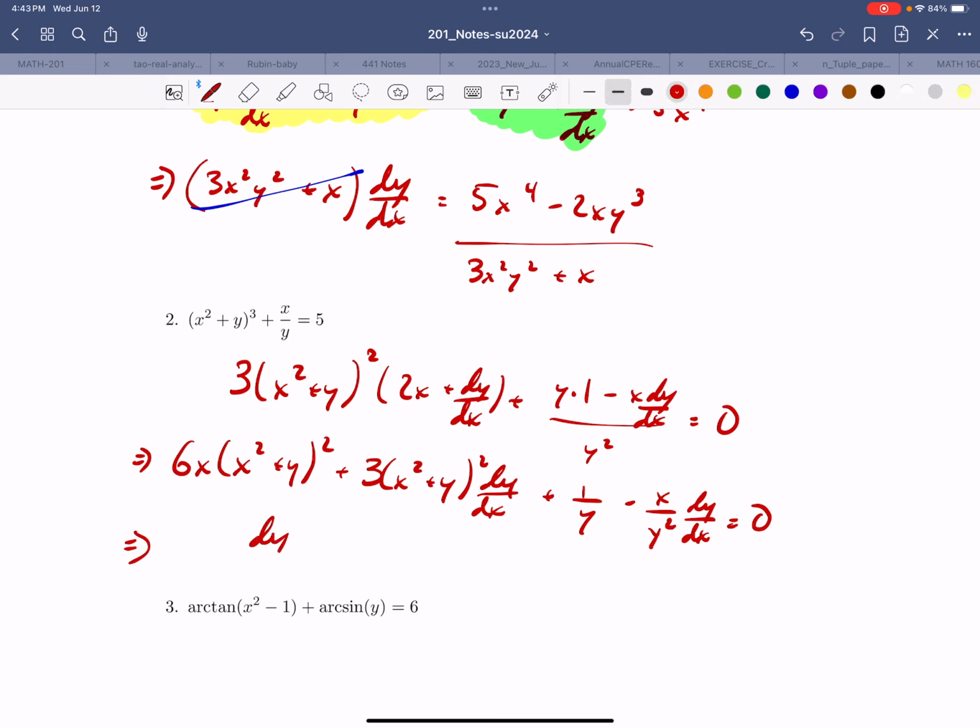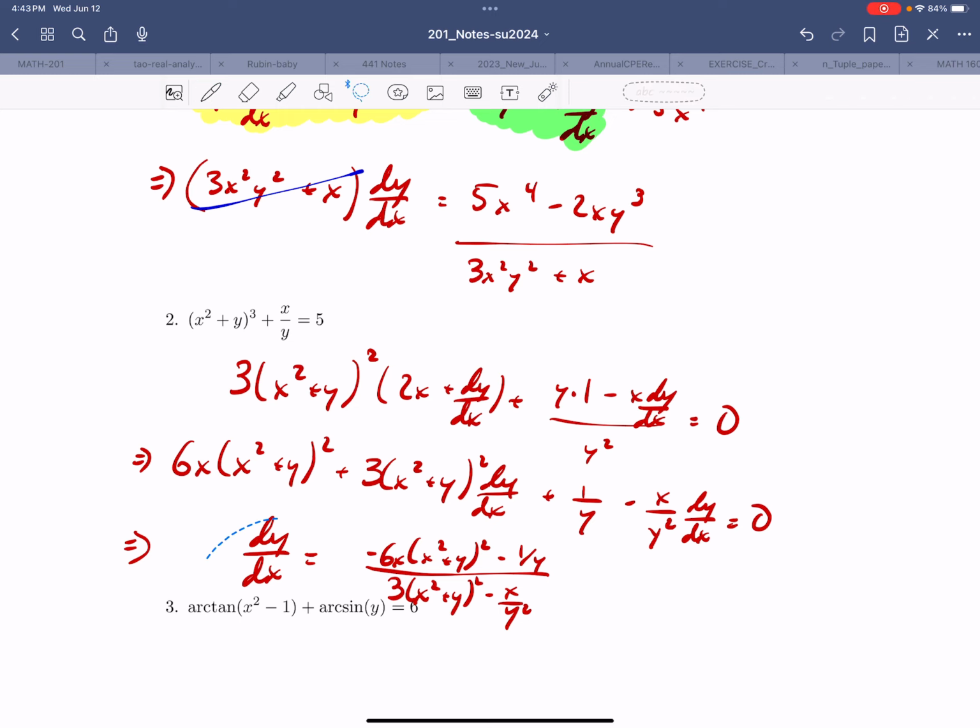I'm just going to state the answer at this point. It's dy over dx equals, well, what is it? We're going to be dividing by 3x squared plus y quantity squared minus x over y squared. And on the top, it's going to be negative 6x times this lovely thing, minus 1 over y. Right? So that should be our answer. If you don't believe me, then do a couple steps of arithmetic. Make sure I got the right answer.